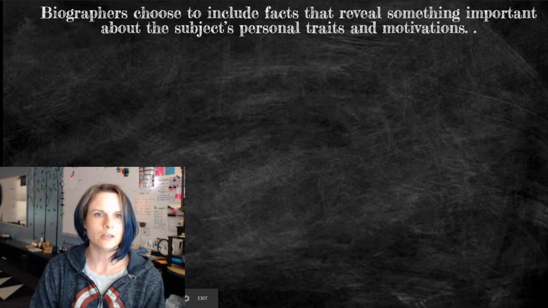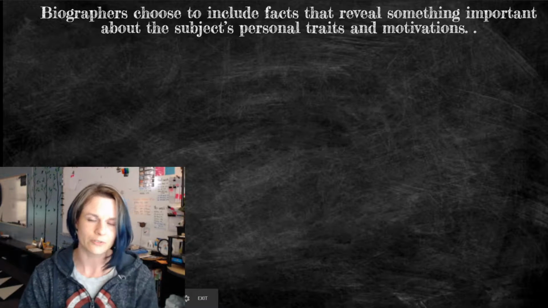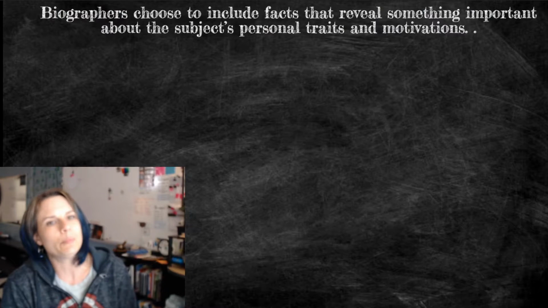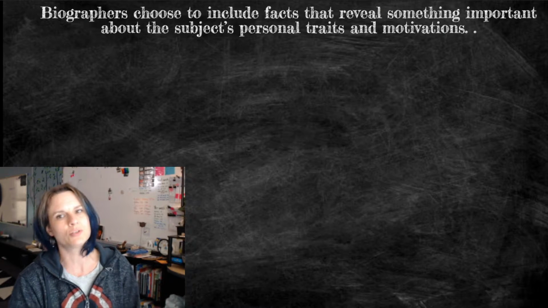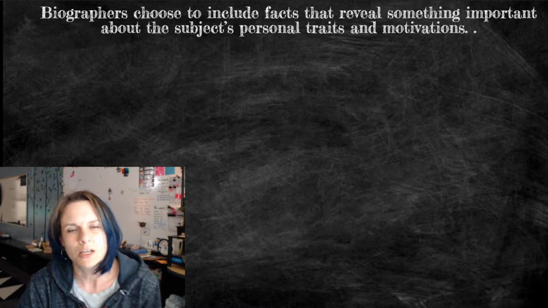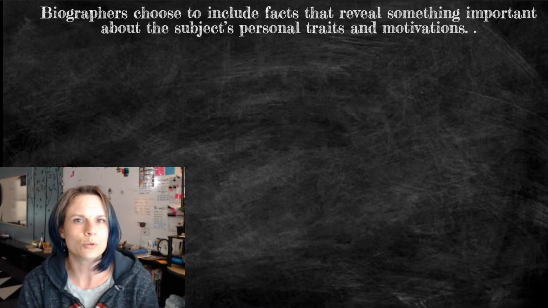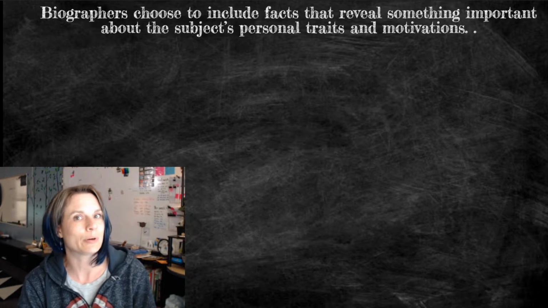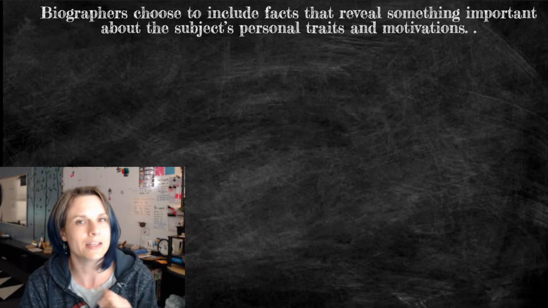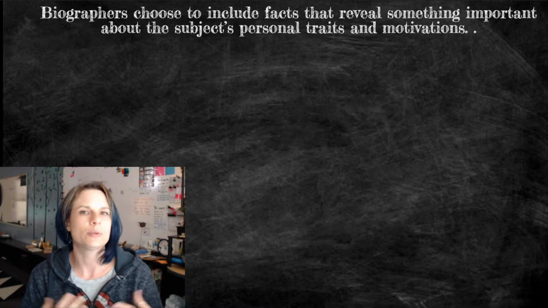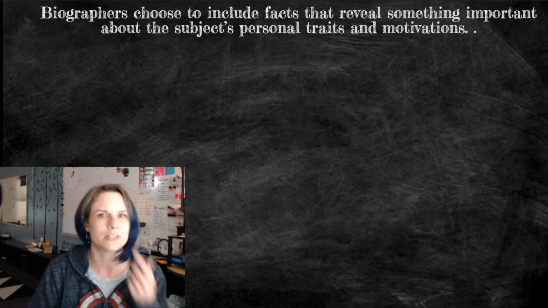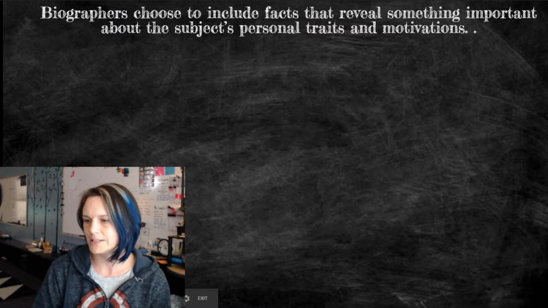So what we're talking about today is how biographers choose to include facts that reveal something important about the subject's personal traits and motivations. If someone is writing a story about a person, I bet that person is interesting, at least to the biographer, and they're going to put some things in there that say why that person is interesting. So let's get started.